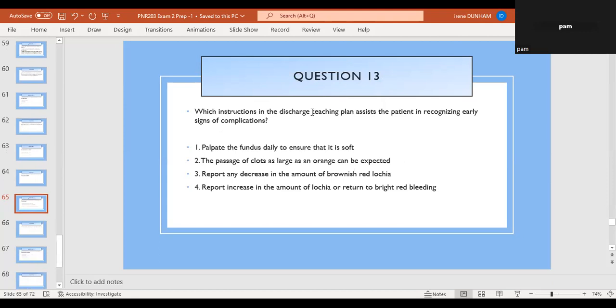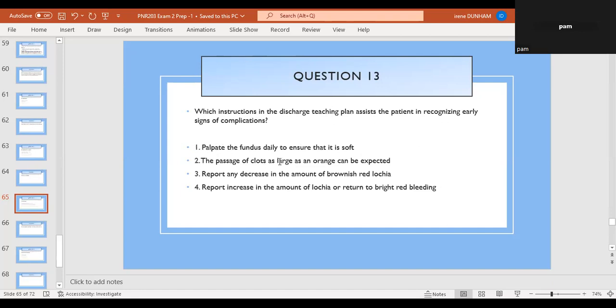I got a few more, not too many, and then I think we'll be done. Which instructions in the discharge teaching plan assist the patient in recognizing early signs of complications? Okay. So again, what's the question asking me? So it's asking me in the discharge. Would it be palpate the fundus daily to ensure that it's soft? No, we want to make sure it's firm. So that one's definitely out.